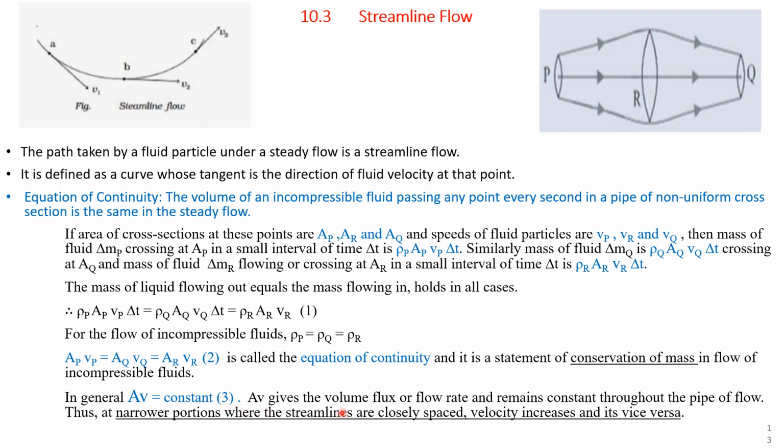A into V gives the volume. Therefore, area into velocity gives the volume flux, or the flow rate remains constant throughout the pipe of the flow. That is, AV is equal to constant, which proves that the flow rate remains constant throughout the pipe of flow. Thus, at narrower portions where the streamlines are closely placed, velocity increases, and vice versa.